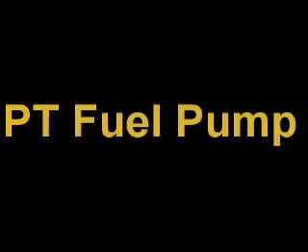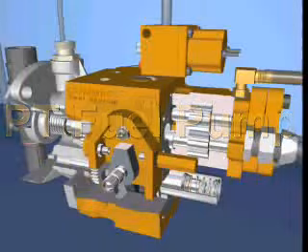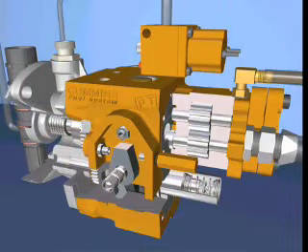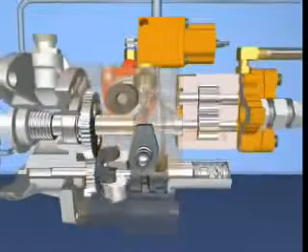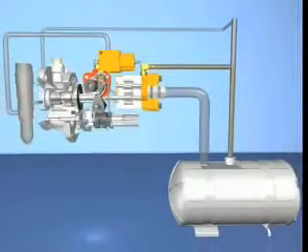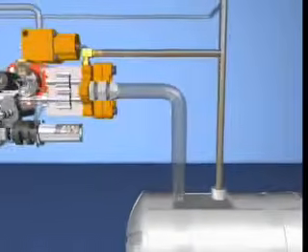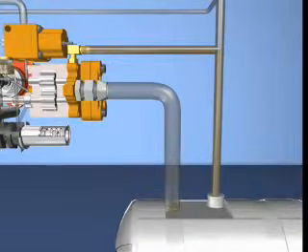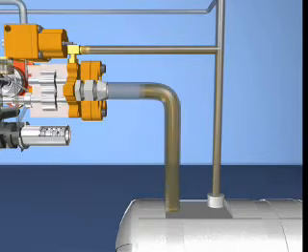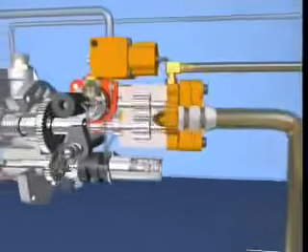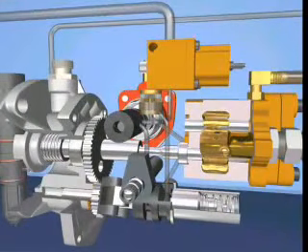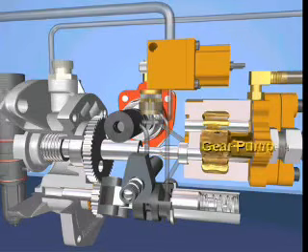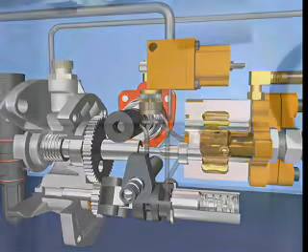Let's now familiarize ourselves with the fuel flow through the pump and the manner in which rail pressure to the injectors is regulated. Fuel from the tank enters the inlet of the gear pump and is carried to the outlet or pressure side of the gear pump. The gear pump functions to provide for the transfer of fuel from tank to the engine.